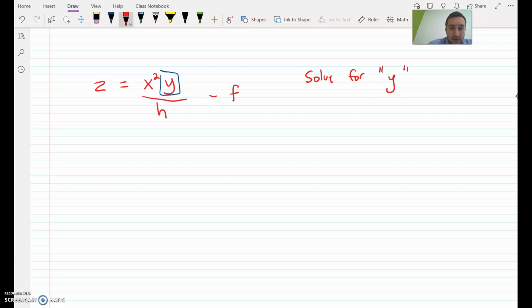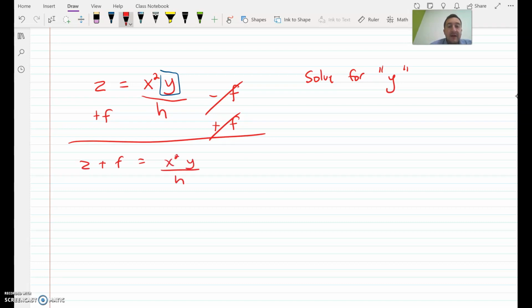We need to add f to both sides. Negative f and f cancels. What is z plus f? It just is z plus f equals x squared y over h. Now we're still trying to get y by itself. Now I can get rid of that h. So now I multiply by h to cancel. But I also have to multiply that side by h. So I use my parentheses to show that that h is being multiplied by both of those things. So now I am here.